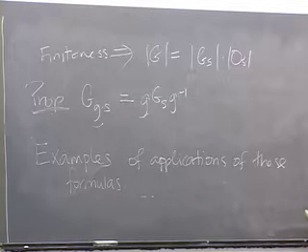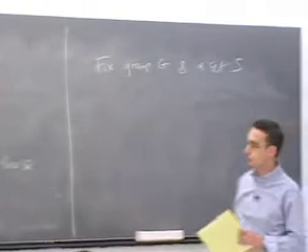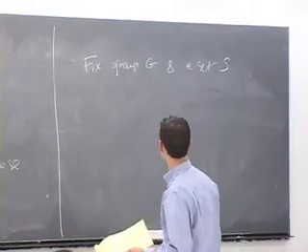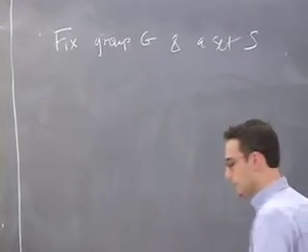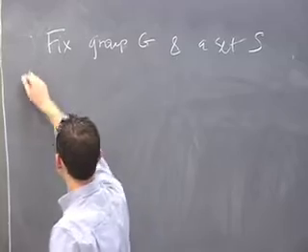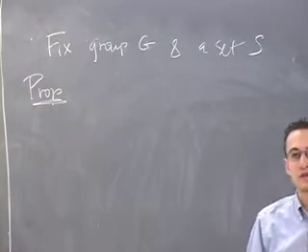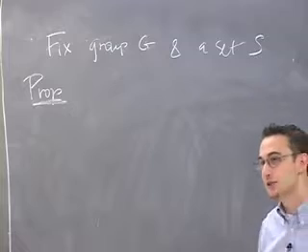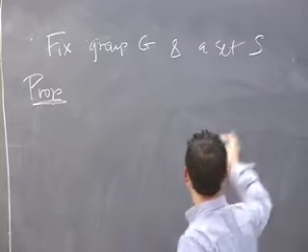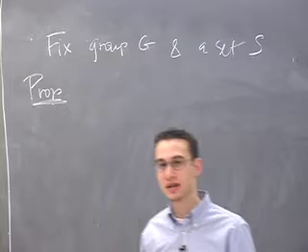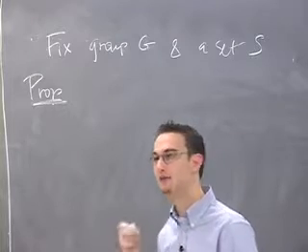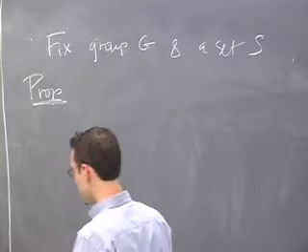Yeah, so now let's fix a group G and a set S. I'm not assuming that a priori I have some sort of action of G on this set S. But I want to classify the actions, the possible ways that I can make this set S into a G-set. In other words, the possible ways I can have an action of G on S.